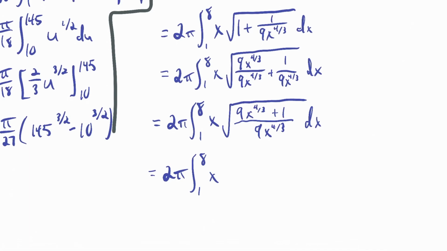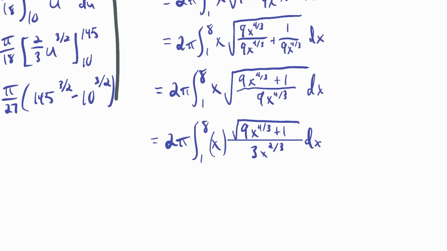And I'm going to use a property of radicals, where we have a radical of a quotient. You can apply the radical to the numerator and denominator separately. So this will be the square root of 9x to the 4/3 power plus 1 over 3x to the 2/3 power dx. And of course, this x here is like an x over 1. It's in a numerator, right? In fact, let's do that so it doesn't look like it's in a denominator.